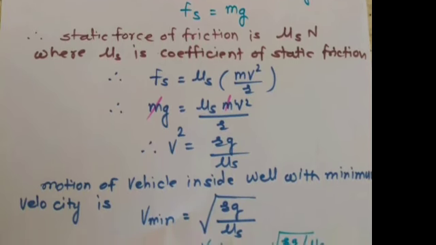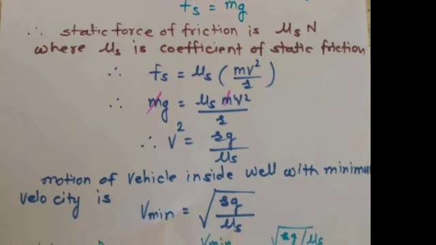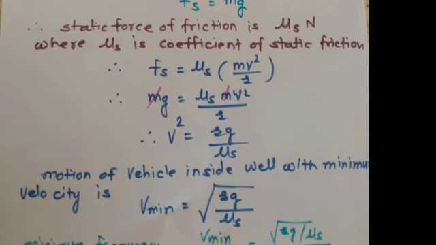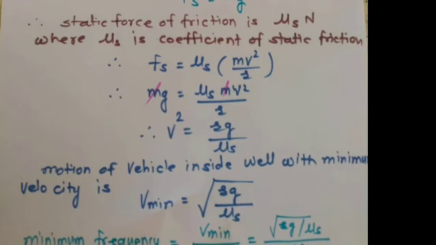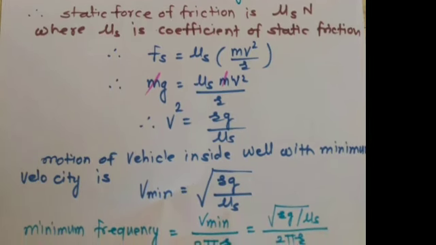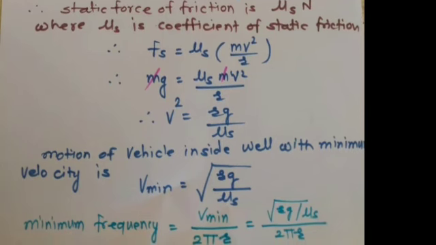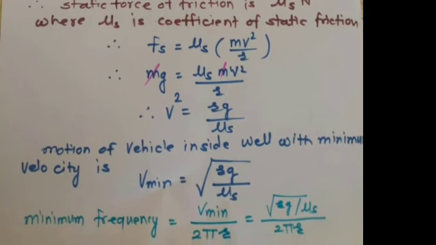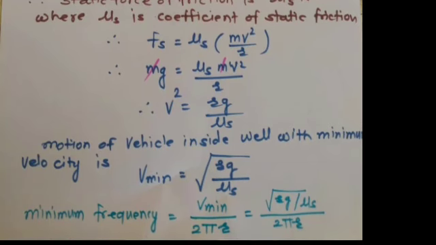We can also find out minimum frequency. Minimum frequency is equal to v minimum upon 2 pi r, which is equal to square root of r into g upon mu s, upon 2 pi r.